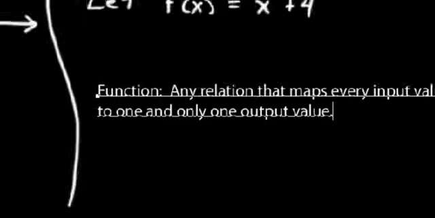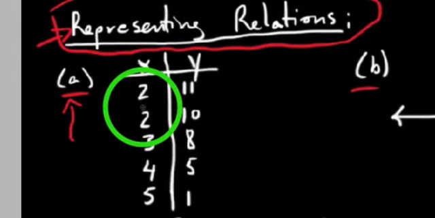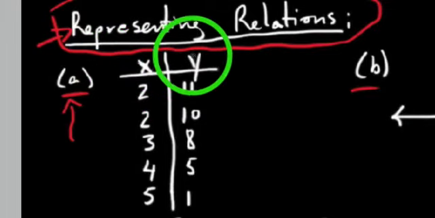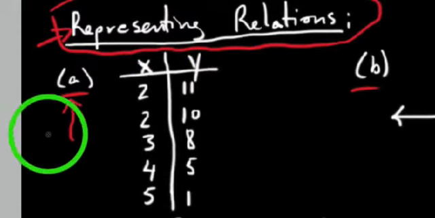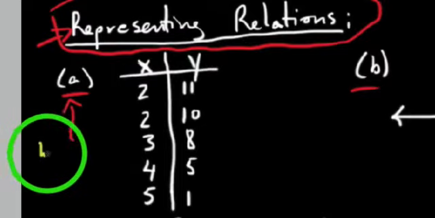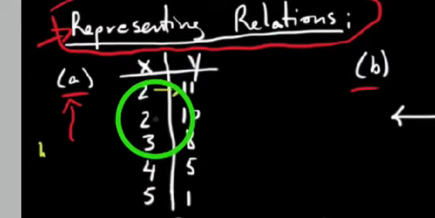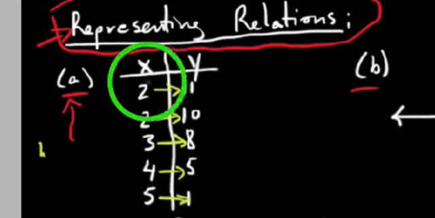Okay, so let's go back and look at this table over here, this T-chart that we were previously talking about. But you could think of this as a series of ordered pairs. That is, every input x is being exported to some output y. We have 2 mapping onto 11, 2 also mapping onto 10, 3 mapping onto 8, 4 mapping onto 5, and 5 mapping onto 1. This is some relation here, but the question is, is this also a function?